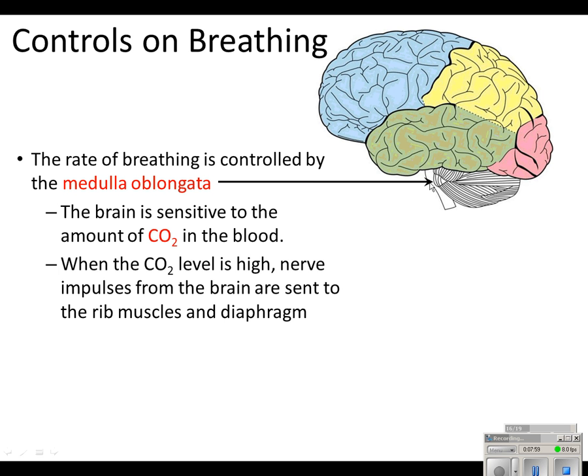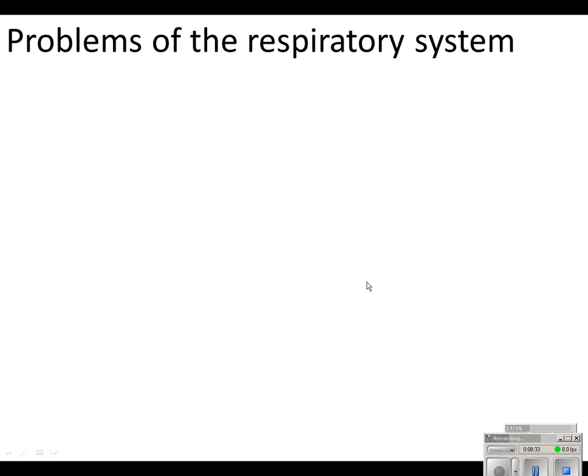Sometimes you think that oxygen is what controls it, but it's actually carbon dioxide. This part of the brain senses the carbon dioxide levels in the blood, and that tells the body to either increase or decrease breathing. When the carbon dioxide level is really high, we need to breathe faster to get rid of the carbon dioxide so that we can bring in more oxygen. Those messages are sent from the brain to the rib muscles and diaphragm to help increase the rate of respiration, or breathing.